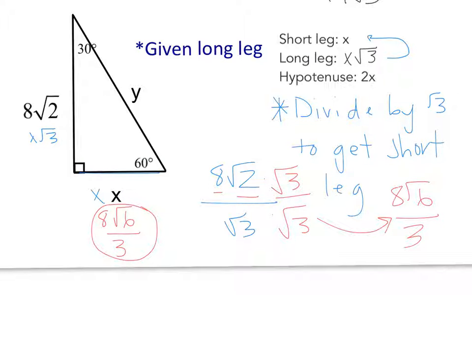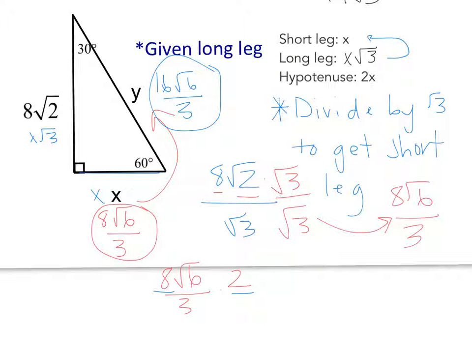Then to get to the hypotenuse, I need to take my x and multiply it by 2. So that's 8 square roots of 6 all over 3 times 2. I can multiply the 8 and the 2 together because the 2 is not under a radical, and get 16 square roots of 6 all over 3. So as you can see, there's a lot to do to get from one side to the next, but you just have to follow the rules that you're given for these special triangles.